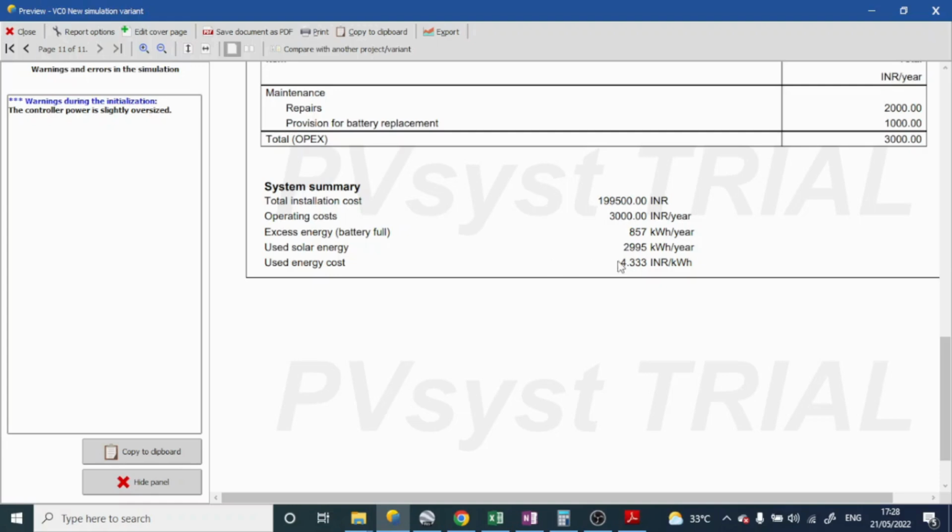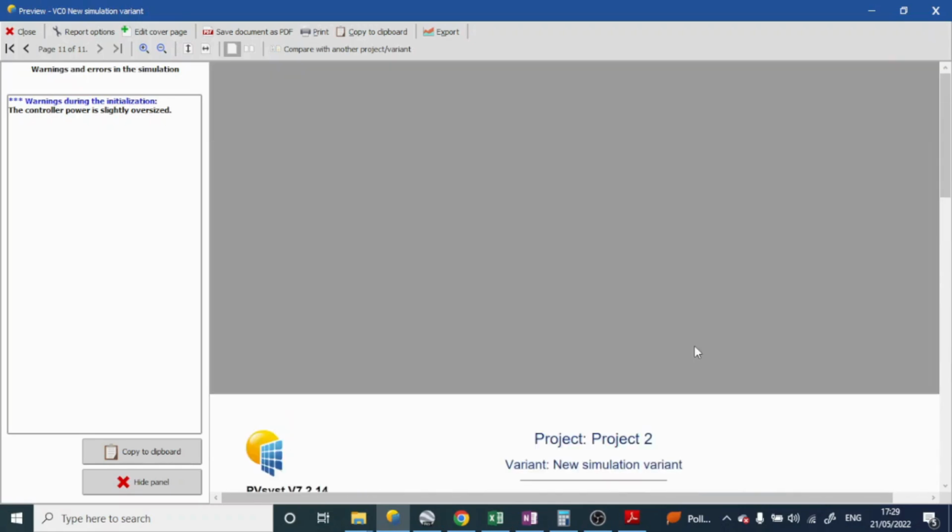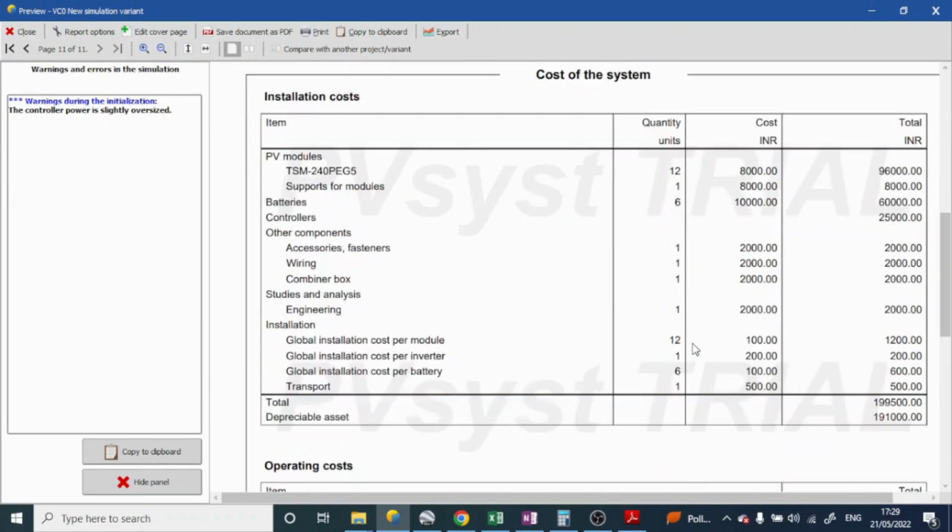Excess energy, battery excess energy will be 857 kilowatt hour per year. Used solar energy is 2995 kilowatt hour per year. And for the used energy cost, when we compare the electricity cost generated by the solar system with the grid power, whatever we had taken earlier before installation of the solar project, it is 4.33 Indian rupees per kilowatt hour. So whatever electricity is generated by the solar power plant, we can say one unit costs 4.33 Indian rupees per kilowatt hour, or per unit basis. So like that we can prepare the report, including the economic analysis also.